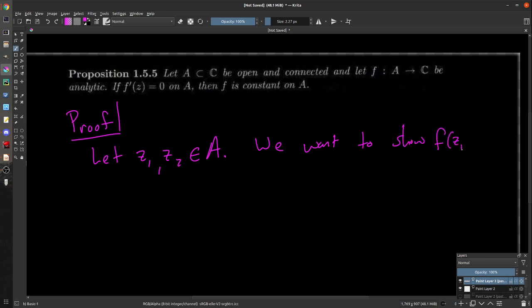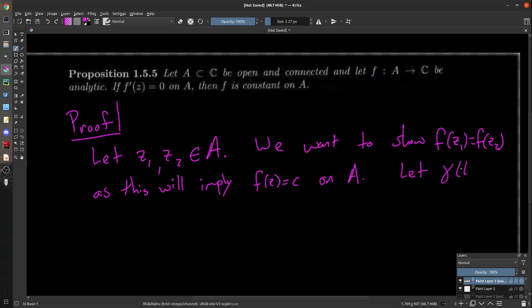We want to show that f of z1 is equal to f of z2. Since z1 and z2 are just arbitrary elements, this will imply that f is constant. That is, if it's equal at any 2 points, then it's got to be constant. It can't change, right? Okay.